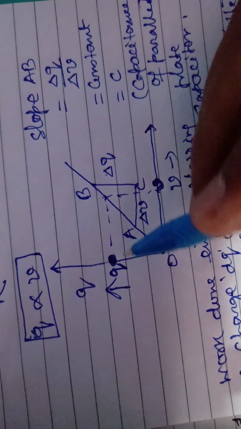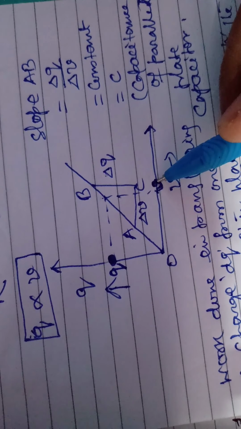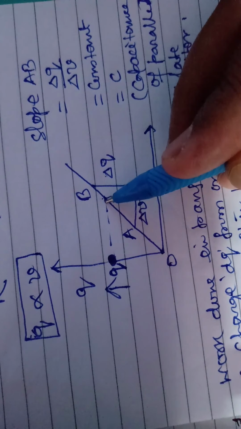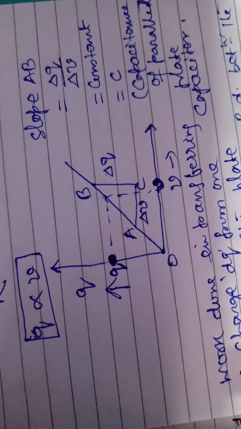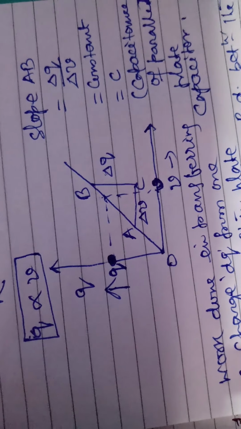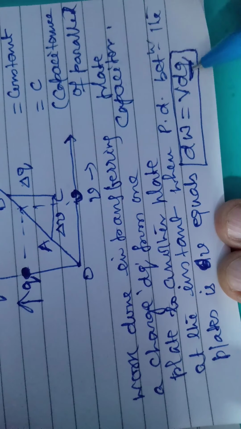Since with the growing charge potential difference will also change, so at this instant if a very small amount of charge, that is dq, is transferred between the two plates from one plate to another plate, the work done will be equal to v into dq.